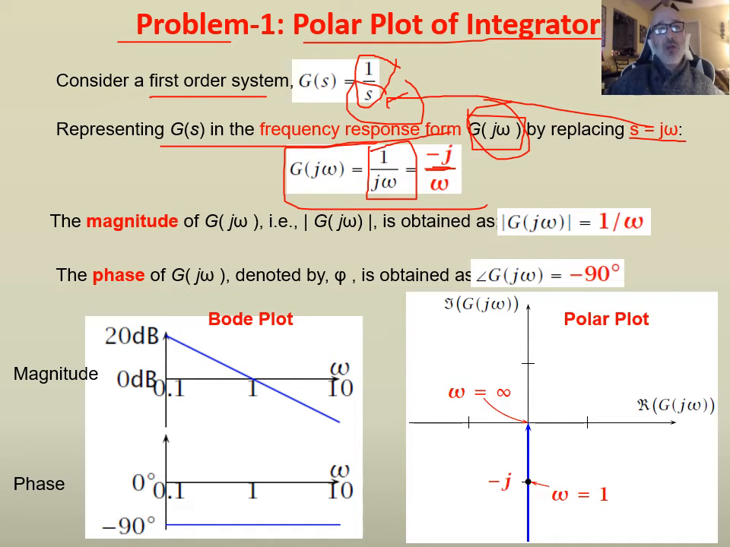So the magnitude of this is what we want to calculate next. We take the magnitude of this, and this ends up being 1 over omega.